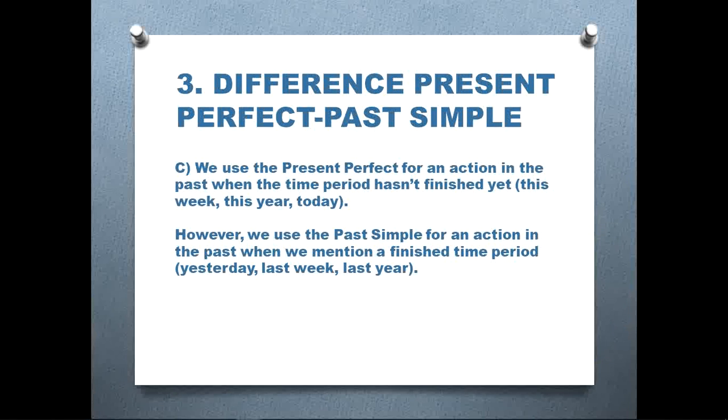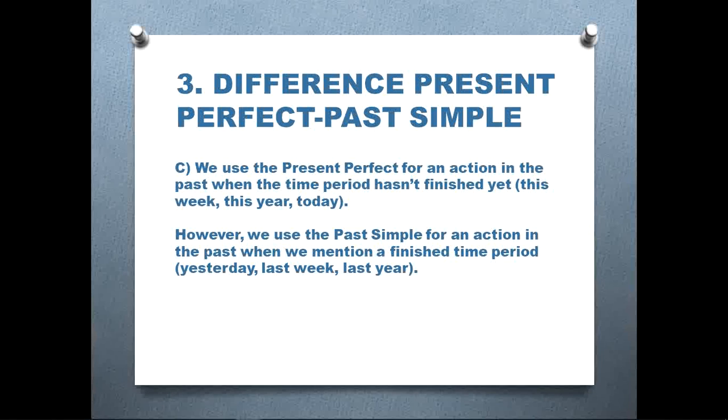Another difference between the present perfect and the past simple when it comes to actions in the past is connected to the first difference, to the idea of a connection with the present. So we use the present perfect for actions in a past time that includes the present. It is a period of time that hasn't finished yet. So we can say, for example, this week, this year, today.